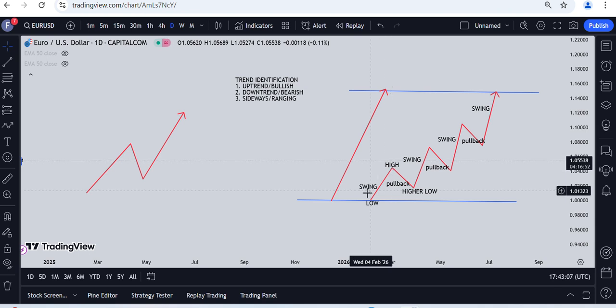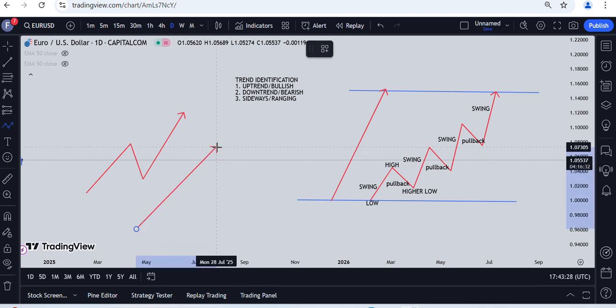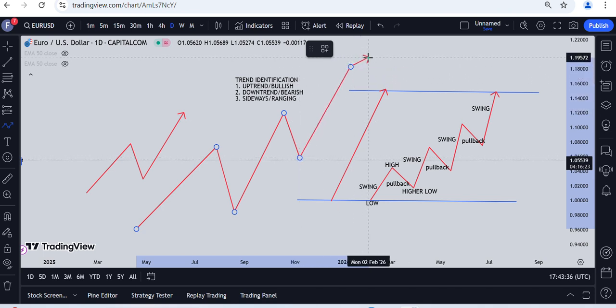This is a low, this is a high. This whole movement here is a swing. So when somebody says this is the swing high of the market, it means that this first turning point, where price turned and started coming back, is the swing high. Let me explain again. This is the swing. Boom, up. This is the pullback. This is the swing again. This is the pullback, and this is the swing.